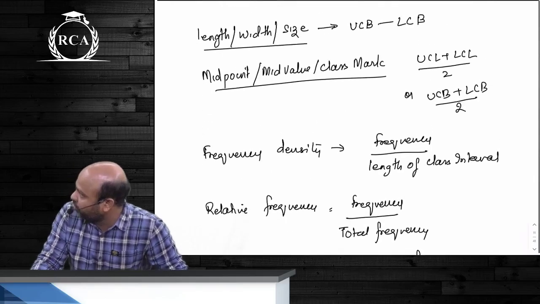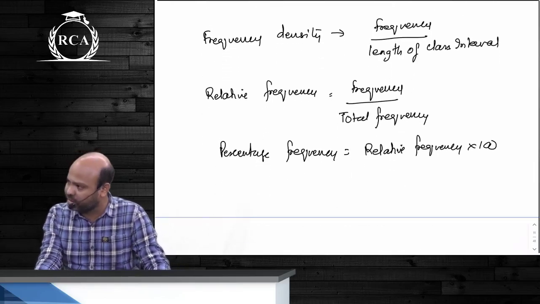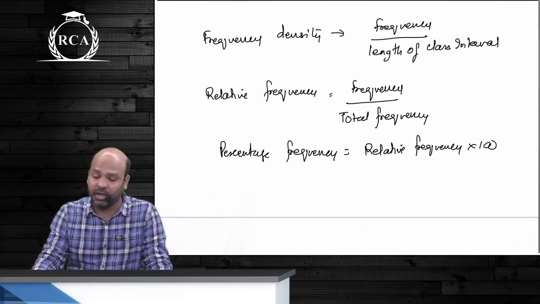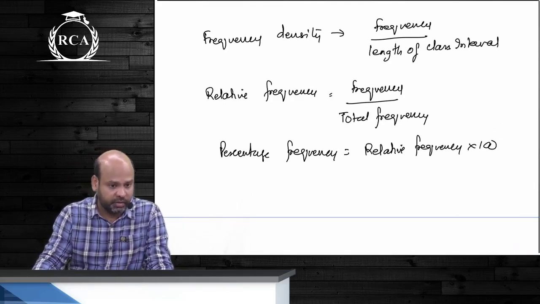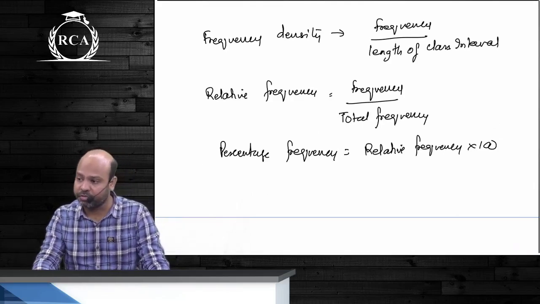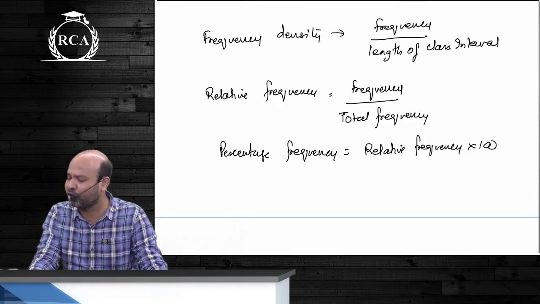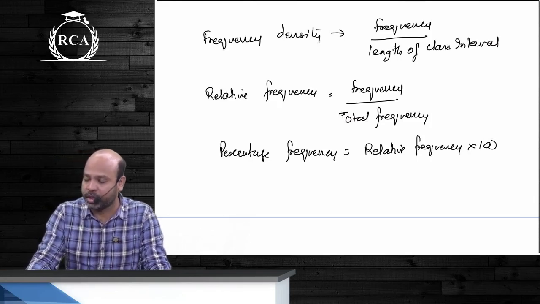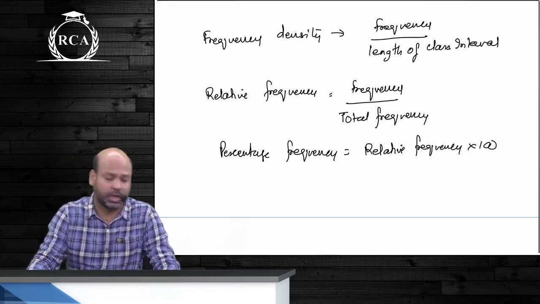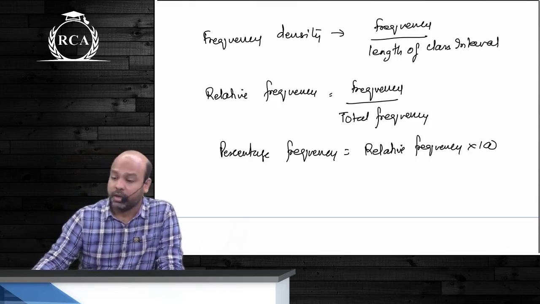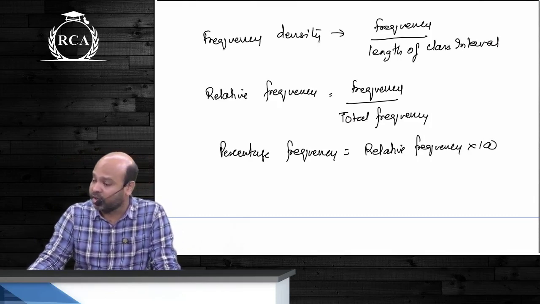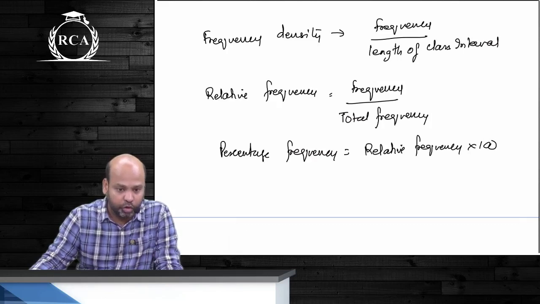After that, we did frequency density, relative frequency, and percentage frequency. Before this, we also did cumulative frequencies first. Cumulative frequency is the sum total of frequency up to a specific point. By default, it is usually the less than cumulative frequency and not the more than cumulative frequency. So you will write the corresponding class boundaries and write the sum total of frequency up to that point.